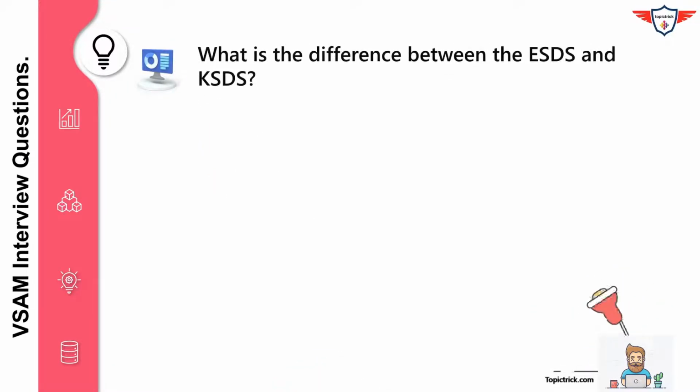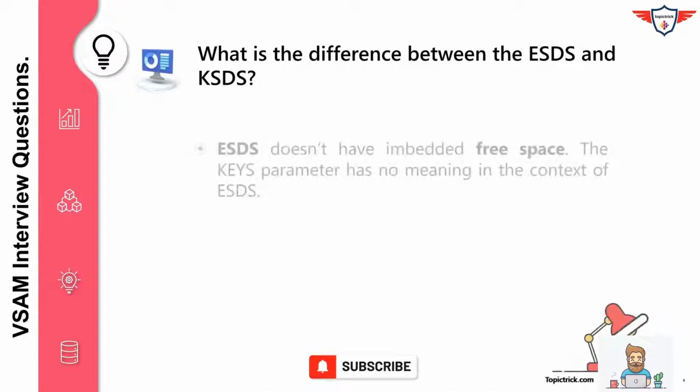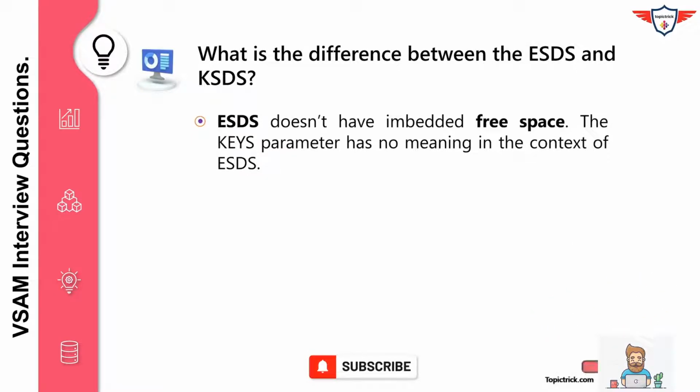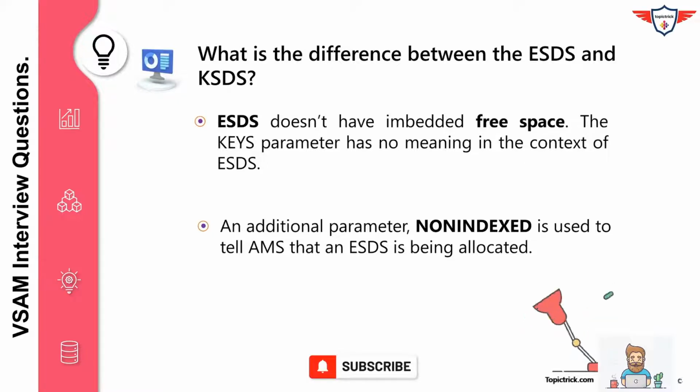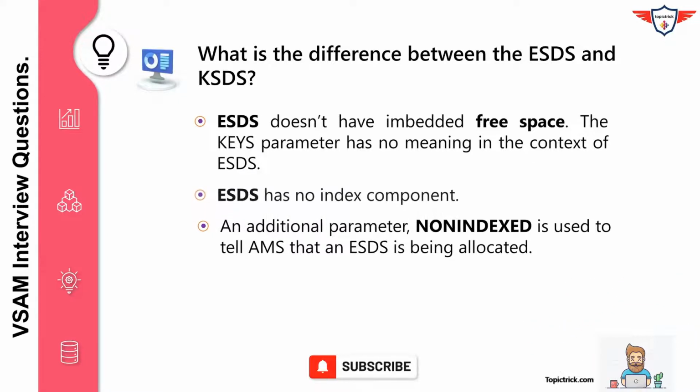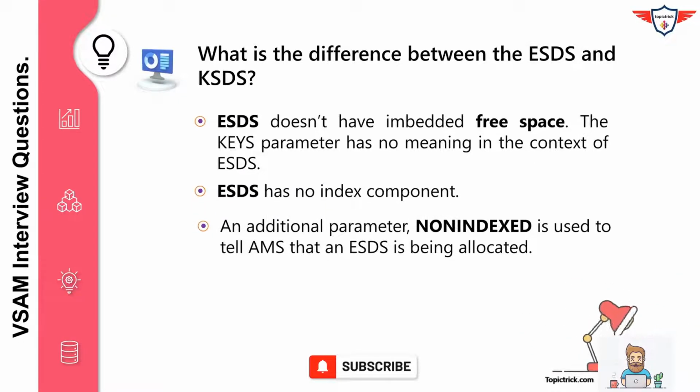What is the difference between the ESDS and KSDS? ESDS doesn't have embedded free space. The keys parameter has no meaning in the context of ESDS. ESDS has no index component. An additional parameter, non-indexed, is used to tell AMS that an ESDS is being allocated.